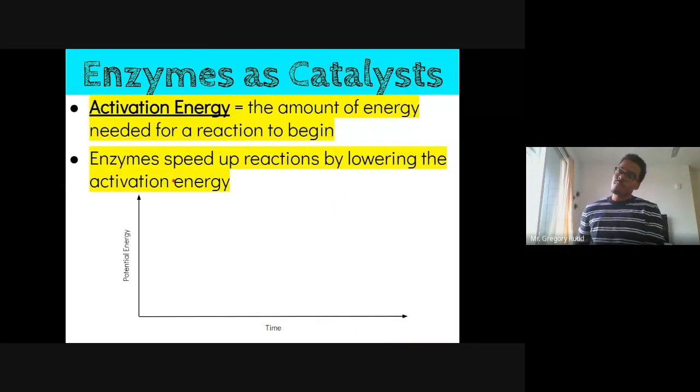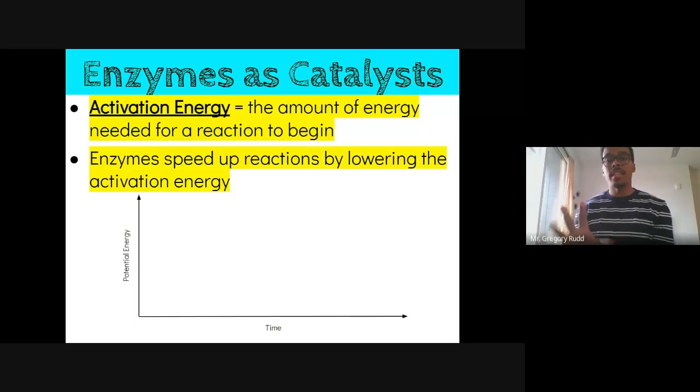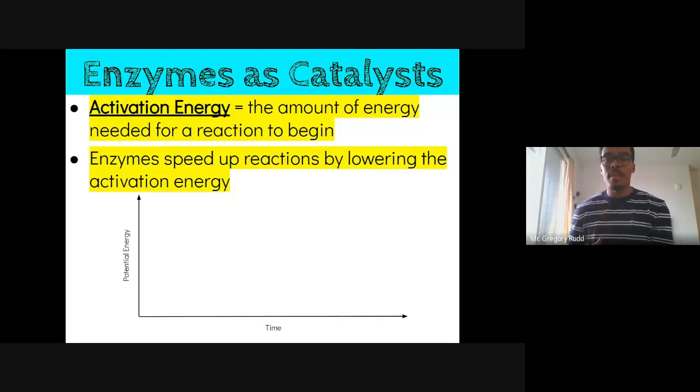All right. So some new information that we're introducing today. Again, enzymes are catalysts, which means that they speed processes, they speed reactions up. The way that they do this is by affecting something called activation energy. Activation energy is basically exactly what it sounds like. It's a specific type of energy that is needed to activate or to begin a reaction, the amount of energy that is needed for a reaction to begin.